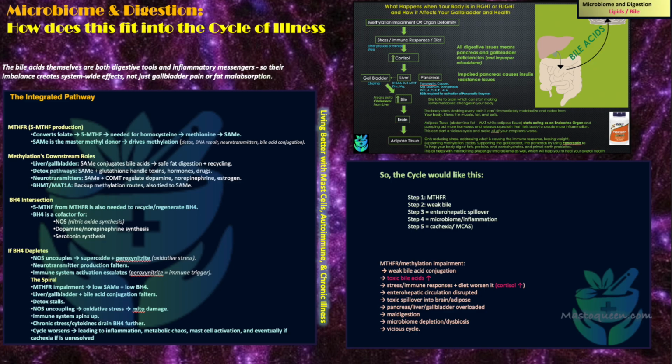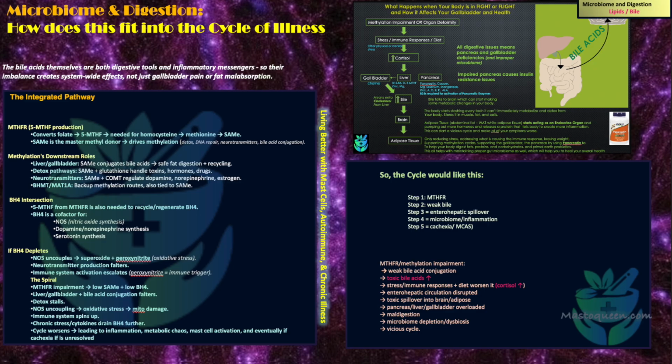And this is going to lead to inflammation, metabolic chaos, mast cell activation, and eventually cachexia if it is left unresolved. So the cycle would look like this. Step 1, MTHFR. Step 2, weak bile. Step 3, enterohepatic spillover, which means it's not working properly. Step 4, your microbiome is going to wind up getting inflamed. And step 5, you can wind up with cachexia and MCAS.